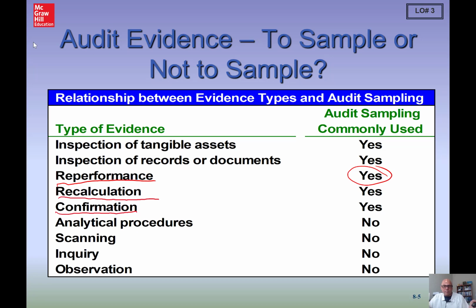I'm just making these numbers up, but we pull a sample of 100 and we send those out to see if the client properly agreed with those balances, and we make our conclusions based on the sample. Okay, so for a large volume of transactions, a large number of items, sampling typically comes into play for us.